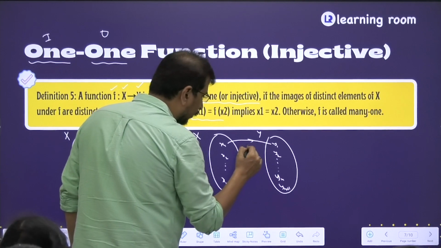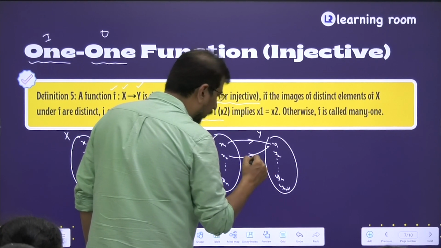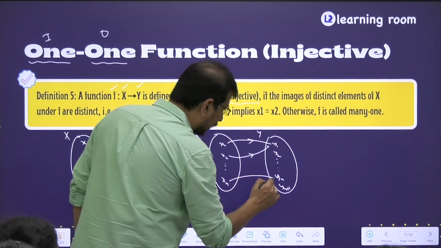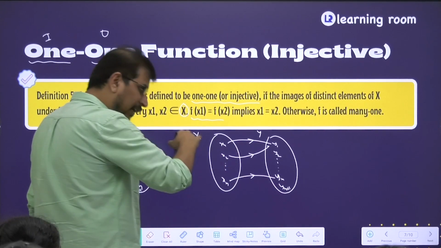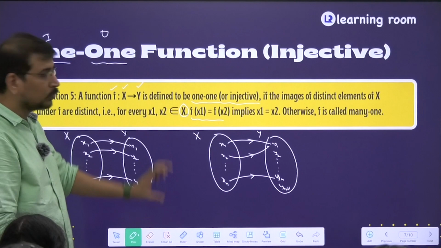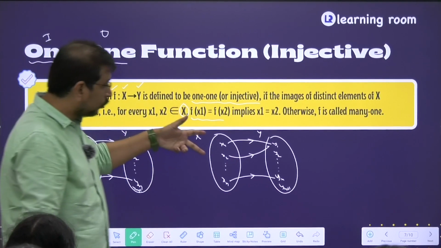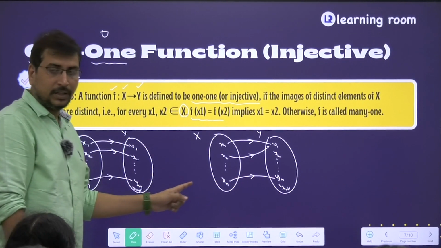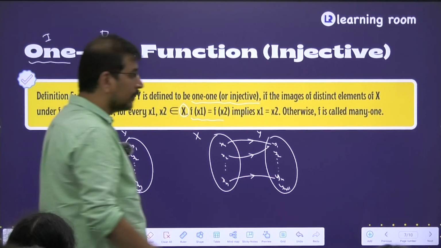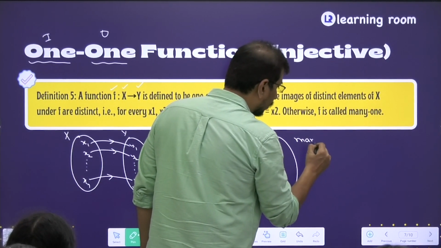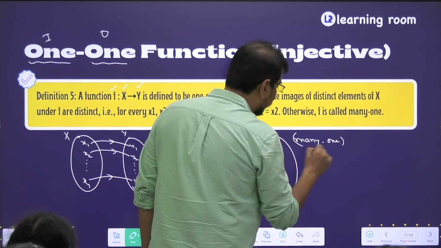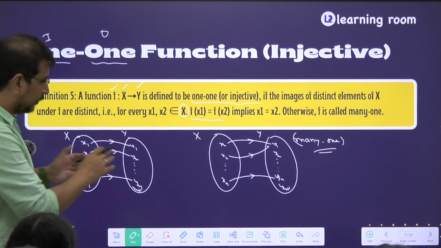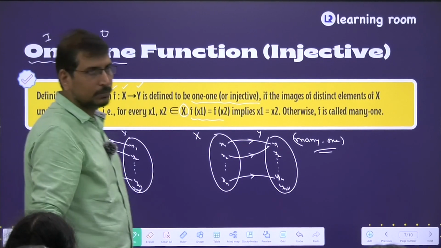Suppose instead of this, x1 is mapped to y1, x2 is also mapped to y1. Similarly, xn to yn, but all the other elements have some image associated. In this case, what is happening? Since two inputs are associated with the same output, this will not be a one-one function, rather it will become a many-one function. See, this is one way of understanding. I hope I'm clear. This is one way of understanding using the Venn diagram.